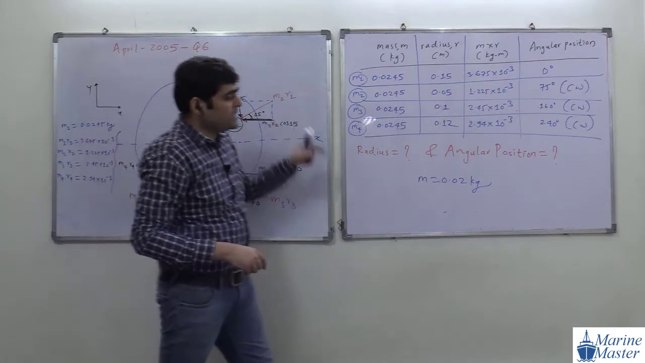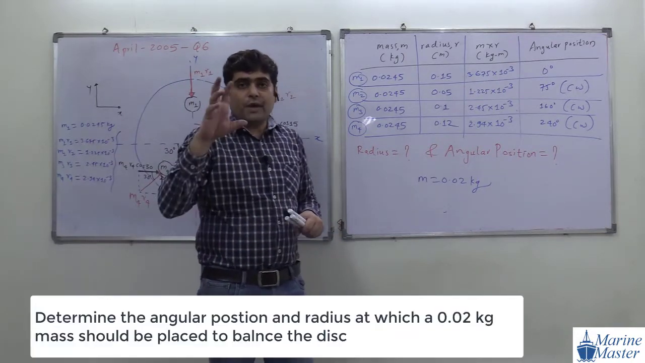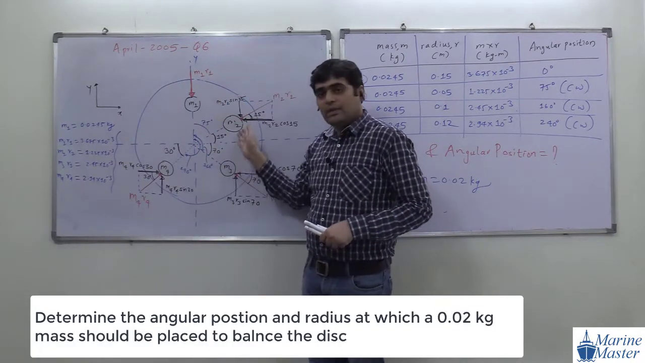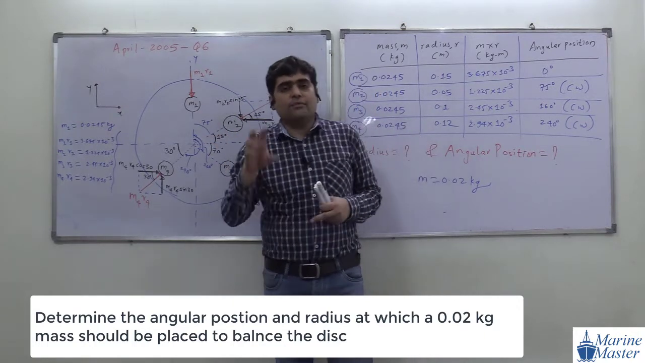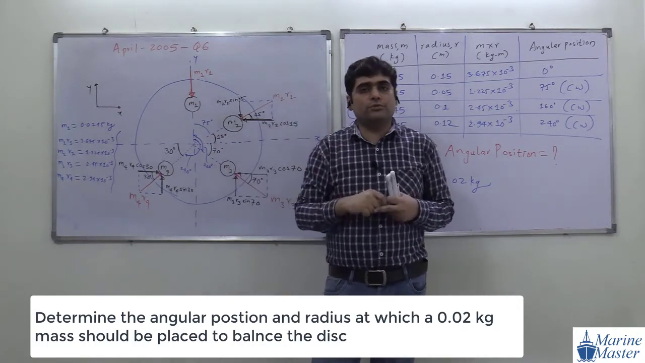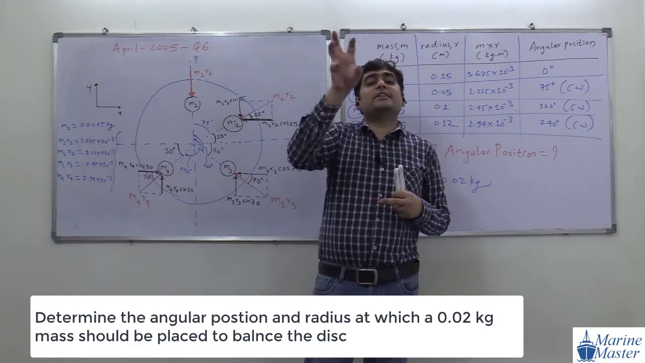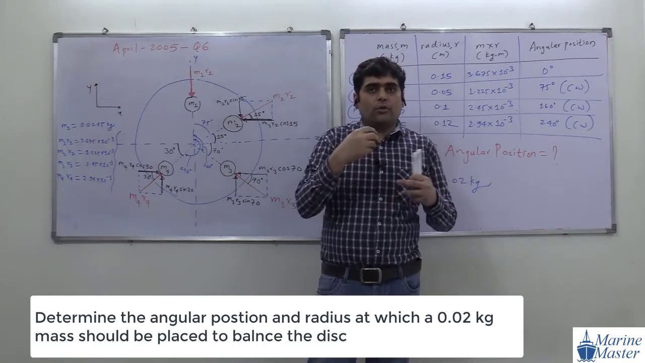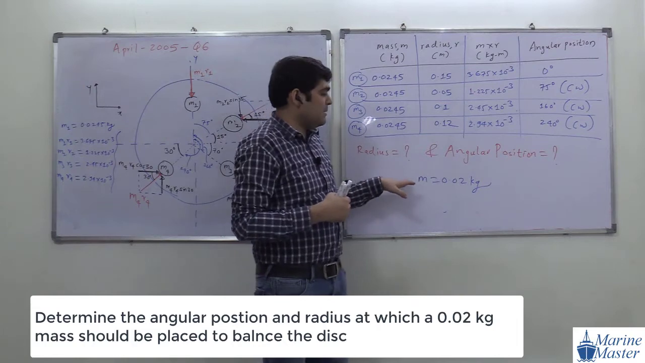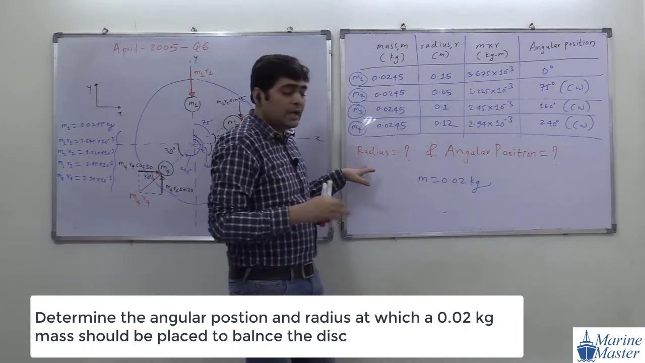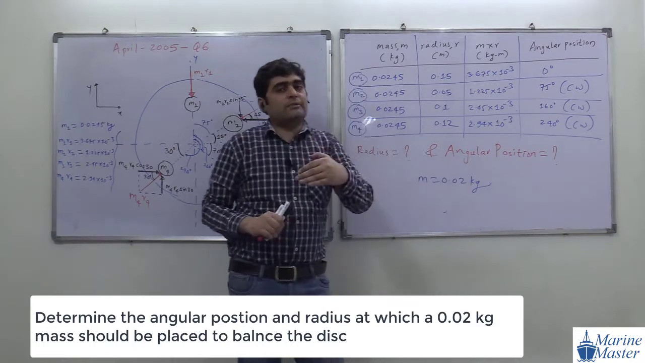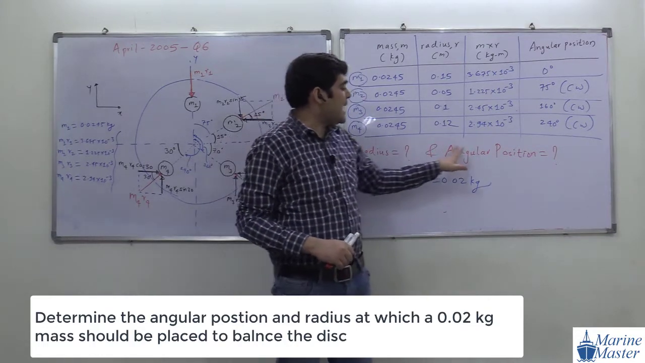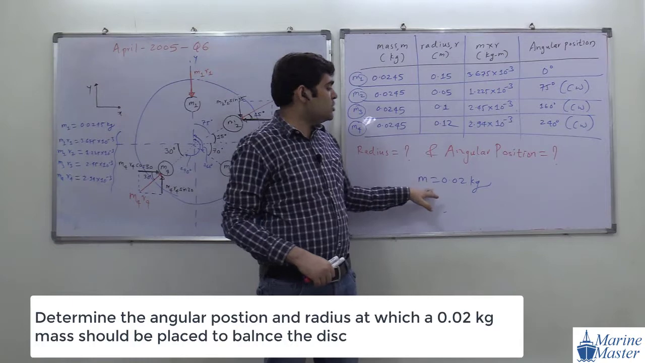Okay, so what is our target? We have to balance this system, this disc with 4 holes. And for balancing that system, what we have to do? We have to add some extra mass. We are going to add some extra mass, 0.02 kg, at a particular radius and at a particular angular position. So what is our target? We have to find out the radius and angular position of this 0.02 kg mass.